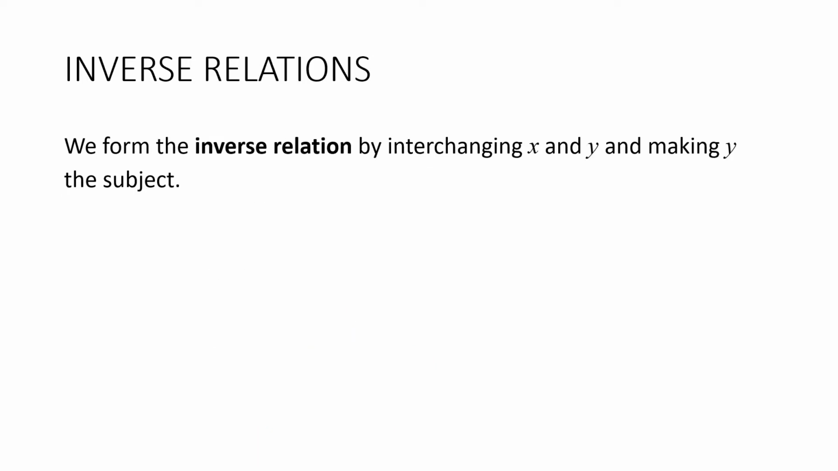Let's start with inverse relations. We form the inverse relation by interchanging x and y and then making y the subject. So suppose we've got y is equal to 3x. Interchanging x and y will give us x is equal to 3y, and then making y the subject will give us y is equal to x on 3. So this is the inverse relation of this.